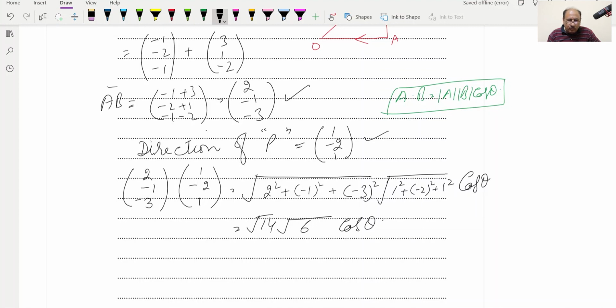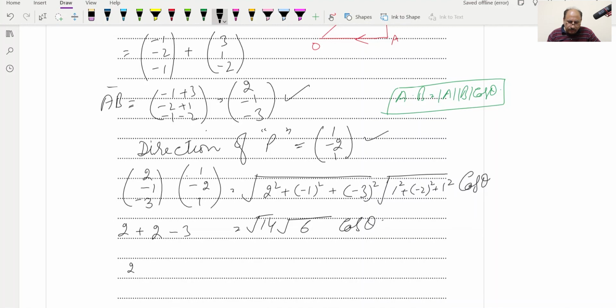On this side we multiply these two: 2 with 1 will be 2, then minus 2 times minus 1 will be 2, and then this with this one will be minus 3. Basically we are taking the dot product: i dot i, j dot j, k dot k, which is 1, and the rest of the values will be 0. So this will be minus 3. Hopefully you are understanding this.